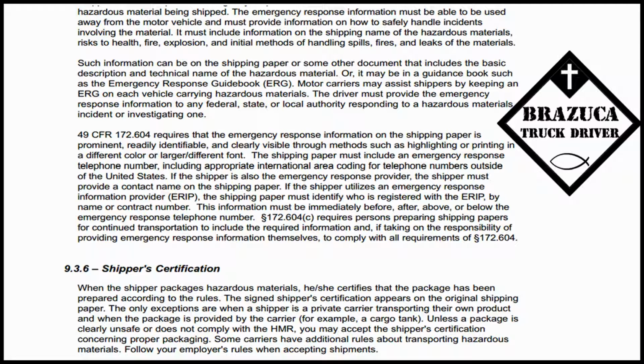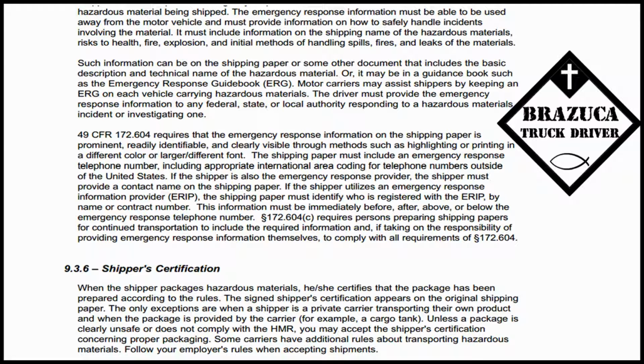9.3.6 Shipper certification. When the shipper packages hazardous materials, he/she certifies that the package has been prepared according to the rules. The signed shipper certification appears on the original shipping paper. The only exceptions are when a shipper is a private carrier transporting their own product and when the package is provided by the carrier, for example, a cargo tank. Unless a package is clearly unsafe or does not comply with the HMR, you may accept the shipper certification.